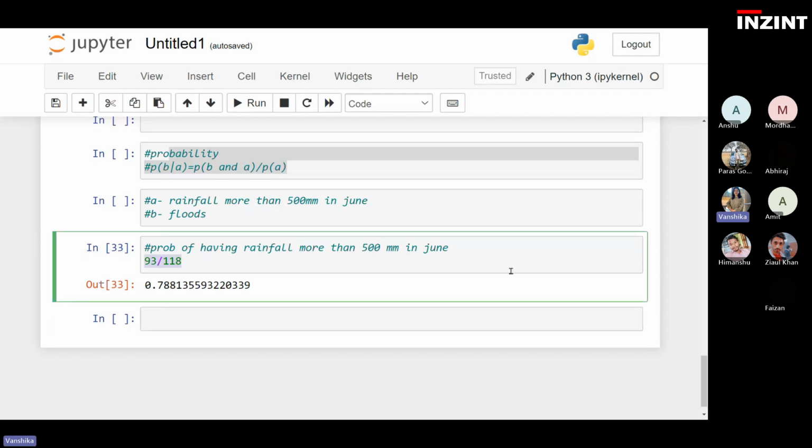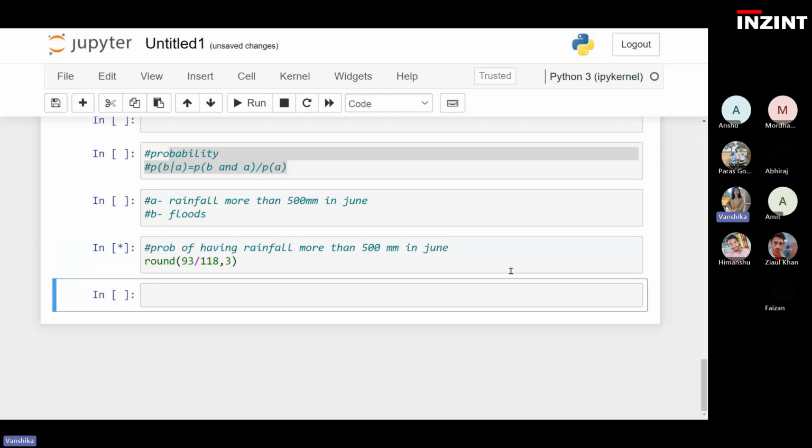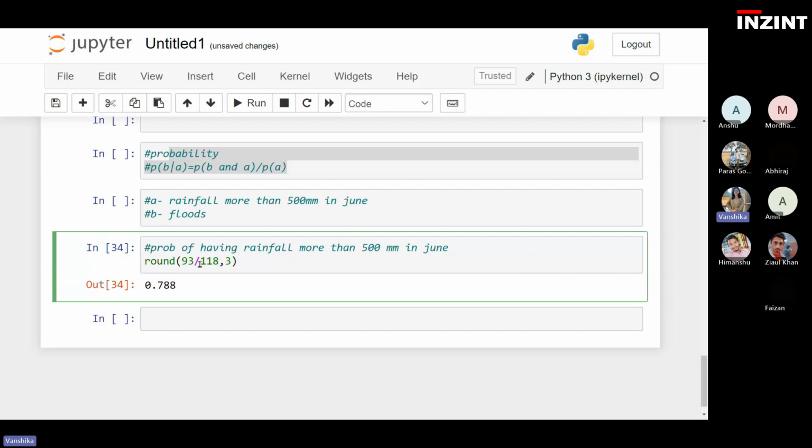If you want, for your ease, you can even round off this probability using the round function. Just pass your expression and also pass ki kitne decimal places tak ka data you have to seek. Okay, so I get one simple easy probability, 0.788. Let's store it inside a variable. So I am going to call this variable probability of June 500, so that it conveys the information that it is stored.